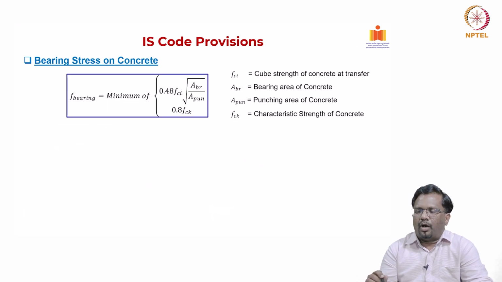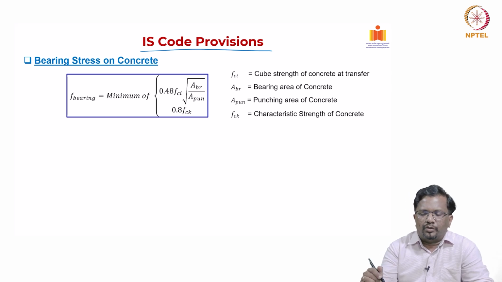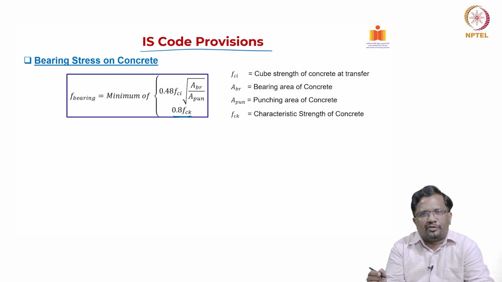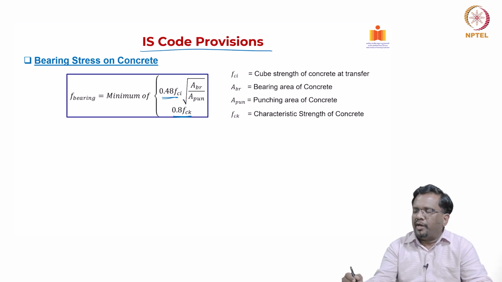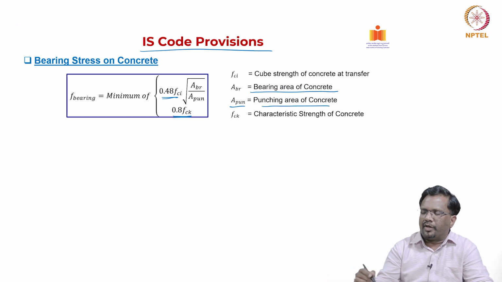Okay. Now, how does the IS code take care of all this end block region design? The bearing stress has a limit. It can never exceed 80% of the characteristic compressive strength of the concrete. In addition to that, it should also be 0.84 fci times the square root of A_br by A_punching. So, what is A_br and A_punching? A_br is the bearing area of concrete and A_punching is the punching area of concrete. We can see that in the next slides.